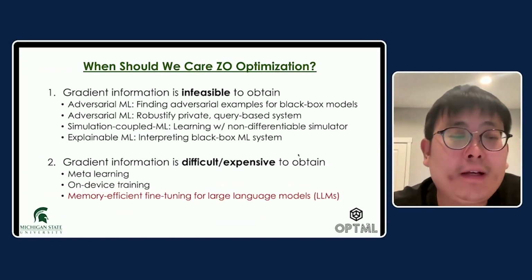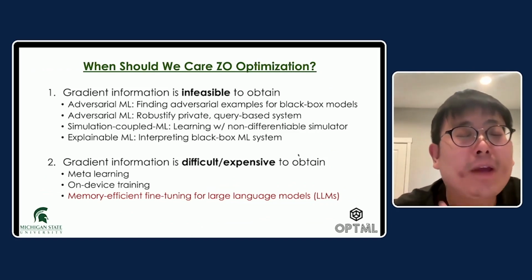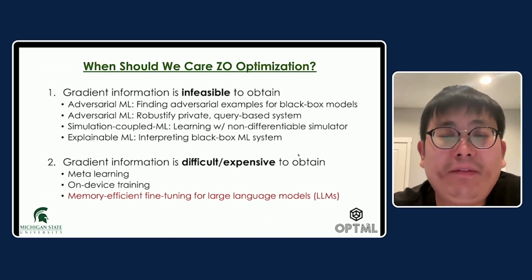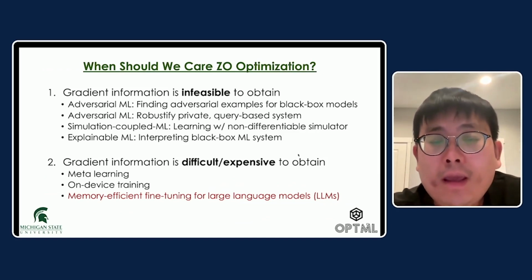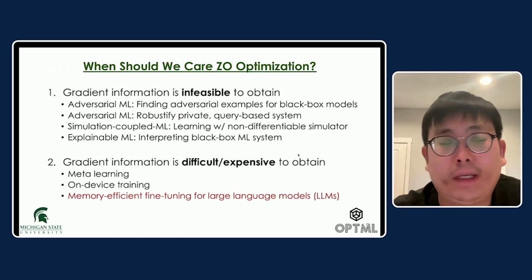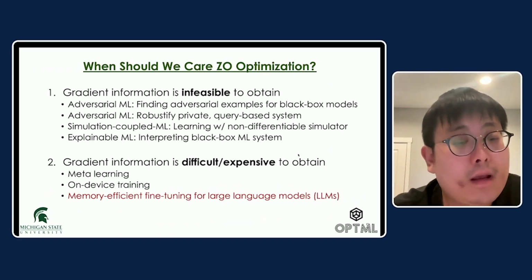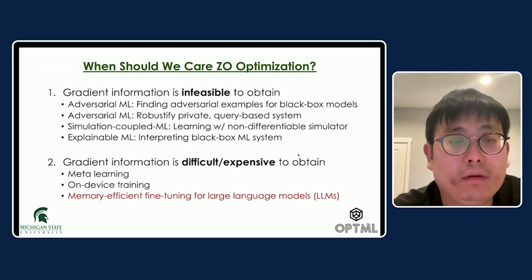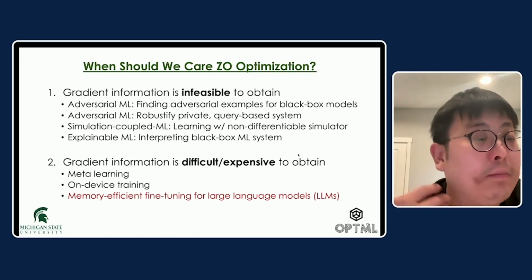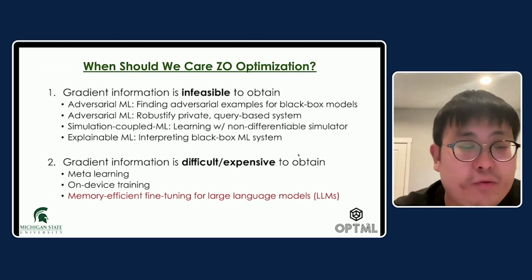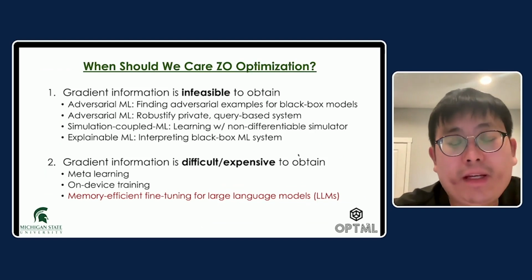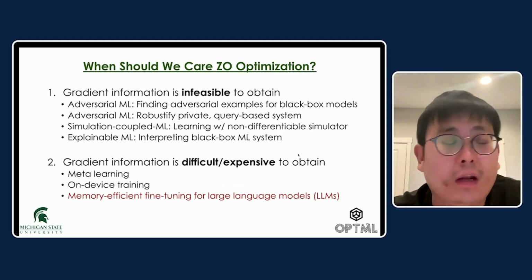But today we will focus on another scenario, which means even if you can obtain gradient information, the gradient information is difficult and expensive to obtain. And this cost can come from the memory perspective. I will show it later. This difficulty has also been seen in many other applications, for example, meta learning, for example, on-device training. But today we will mainly focus on memory-efficient fine-tuning for large language models.